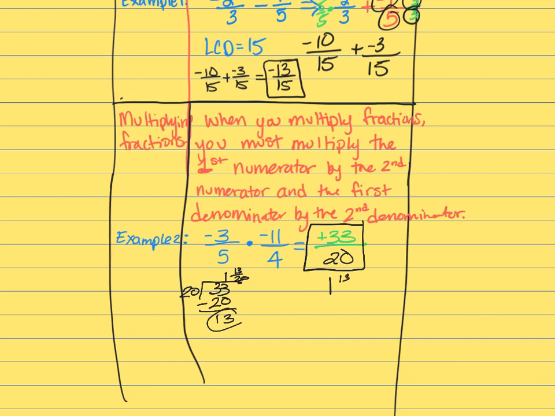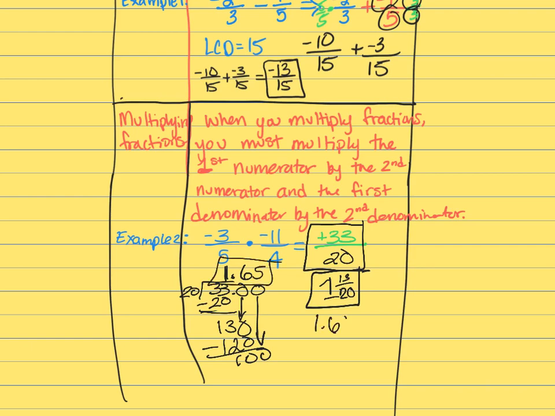But let's say I wanted to get the decimal. If I want to get the decimal, let me erase that. You erase it as well. You get 33 minus 20, which is 13. Put the decimal. Bring the 0 down. 20 goes into 130 6 times. 6 times 20 is 120. You have 10 left over. Bring down another 0. 20 goes into 100 5 times. So your answer is 1.65. These are all equivalent.